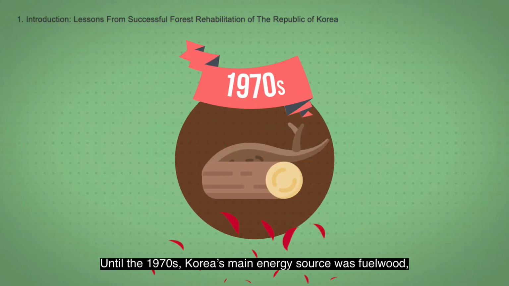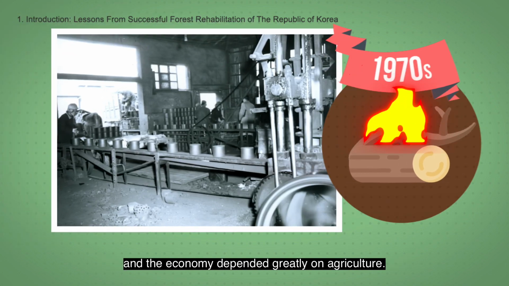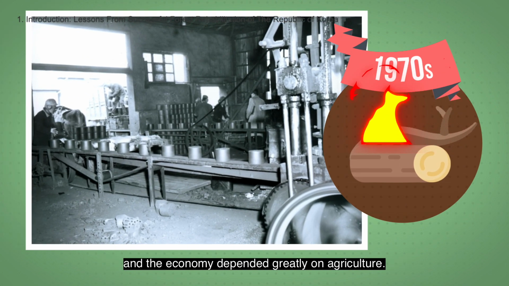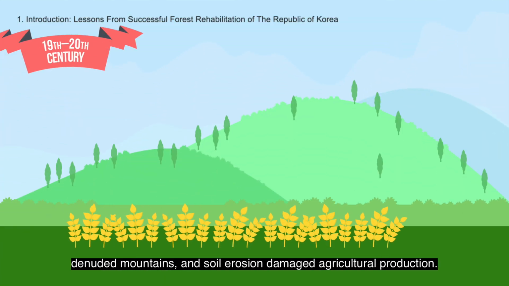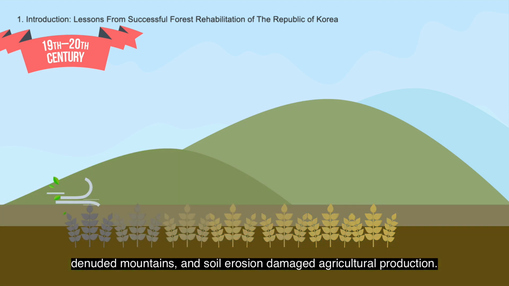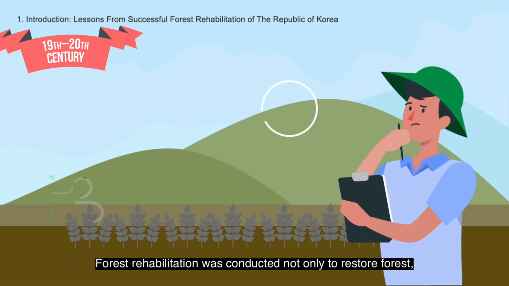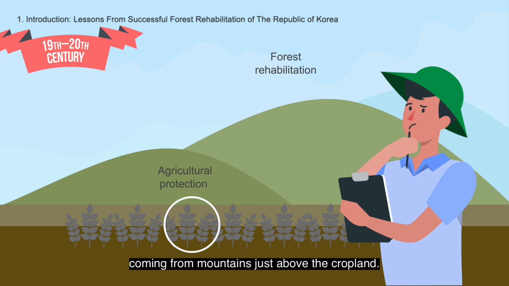Until the 1970s, Korea's main energy source was fuel wood, and the economy depended greatly on agriculture. In the late 19th up to the early half of the 20th century, denuded mountains and soil erosion damaged agricultural production. Forest rehabilitation was conducted not only to restore forest, but also to protect agricultural production from soil erosion coming from the mountains just above the cropland.